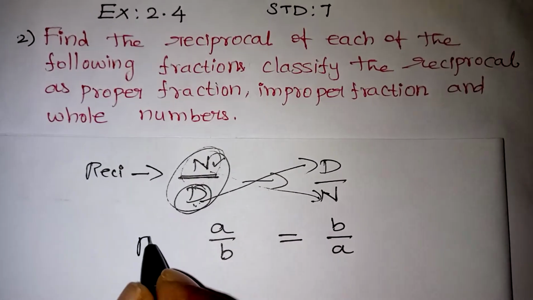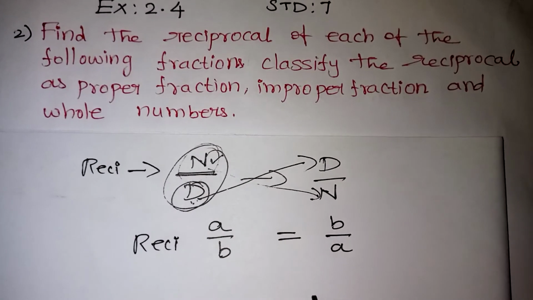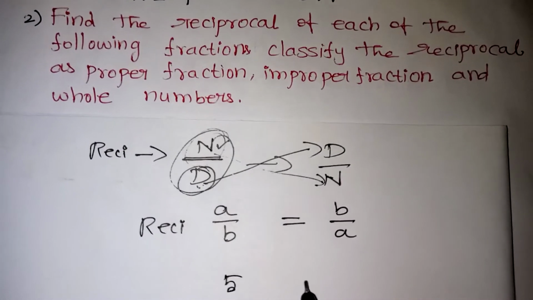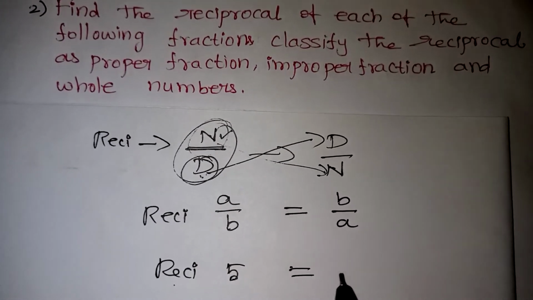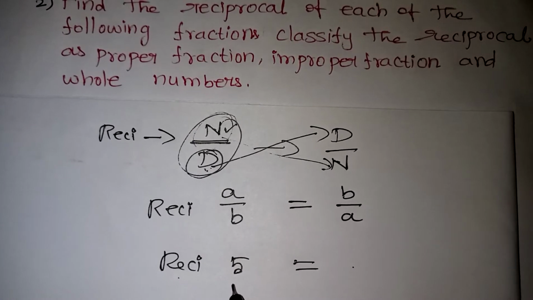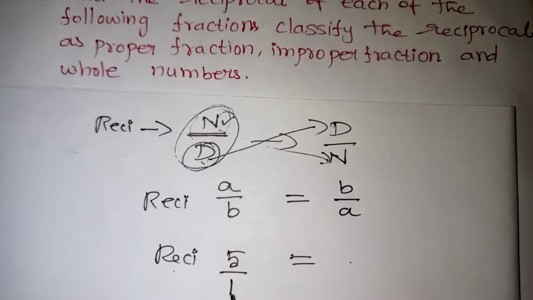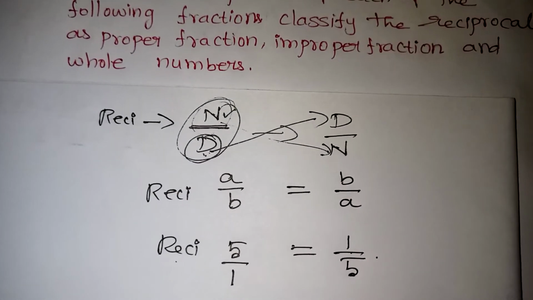Actually they are not equal. Reciprocal of a by b, we have to take it as b by a. So that is the concept. Suppose only one number is given, number 5. What is the reciprocal for number 5 they are asking? There is no denominator given, right? For any whole number, the denominator should be taken as 1. So 5 by 1, the reciprocal will be 1 by 5. So this is a pattern we have to follow.